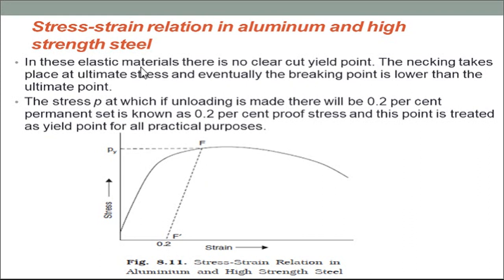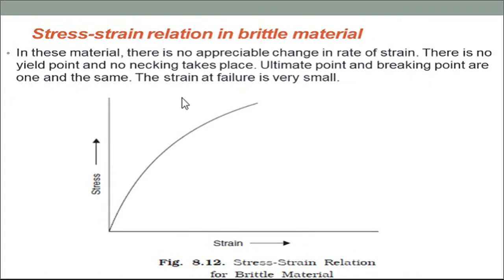So for aluminum and high strength steel, there is still no yield point, so you can take the yield point like this, at 0.2% proof stress. Again, this is for the brittle material, where again there is no yielding point. There is no appreciable change in the rate of strain. No yield point means no necking takes place, means there is no reduction of the cross sectional area.